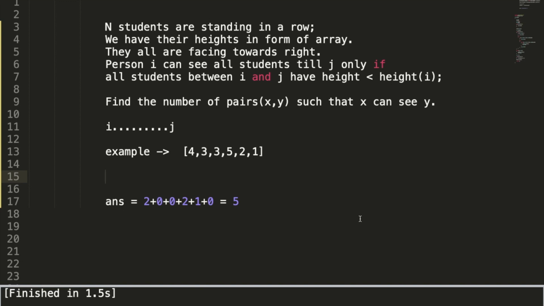So the approach will be the same, the only difference is that if you have not watched my previous video regarding the smallest integer, first watch that, because you won't be able to understand this otherwise. So what are we going to do?